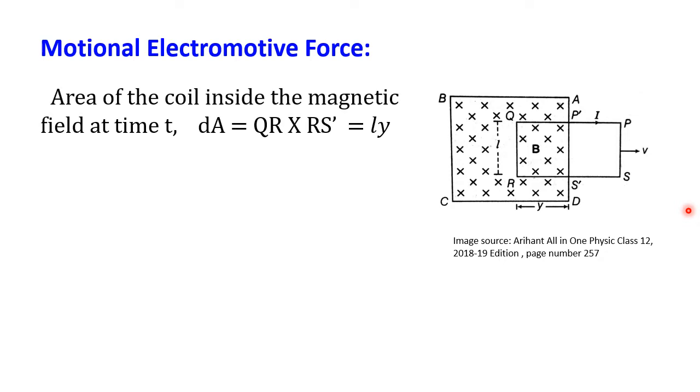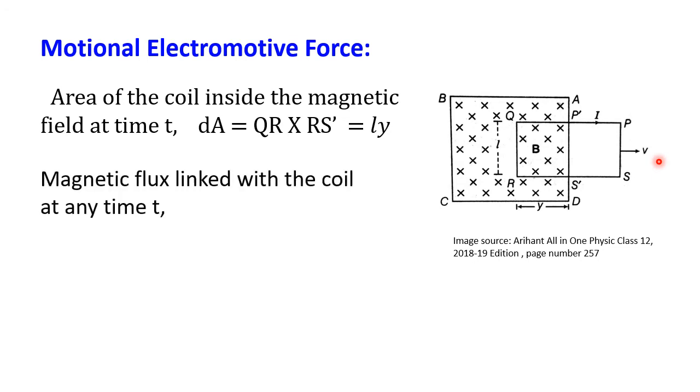Suppose the area of the coil inside the magnetic field at a particular time. Suppose at a particular time y is the length as shown in the diagram, and L we already mentioned for QR. Then the total area inside the magnetic field, A, equals L into Y. Now the magnetic flux we can easily write: the magnetic flux linked with the coil at any time equals magnetic field into area, so B into L into Y.